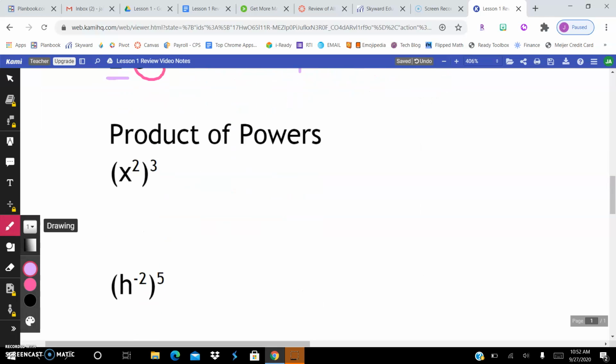When we have a power of a power, we are going to multiply these exponents. So we have the base of x, and then we have an exponent of 2 and an exponent of 3. So 2 times 3 makes x to the 6th.